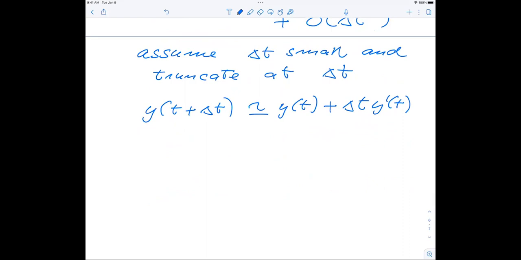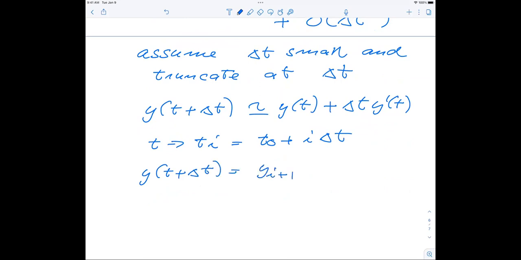So what we are going to get then is, when we now rewrite it, because we discretize, t is going over to t of i at a given time step, and that's going to be given by t0 plus i times this delta t. And then I'm going to rewrite t plus delta t as y of i plus 1. We just move one step. y of t is going to be given by y of i. Now, if you look at the expression here for the first derivative, what is that?